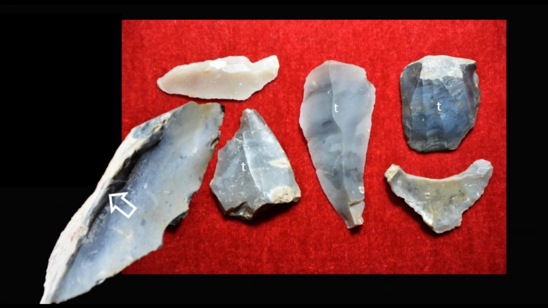Flint tools showing characteristic top lines, marked with a T, between knocked off spalls, and a low collar, white arrow.